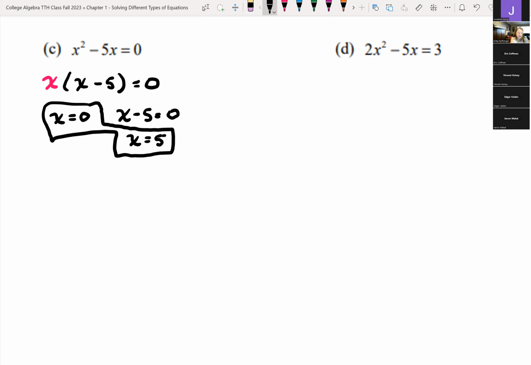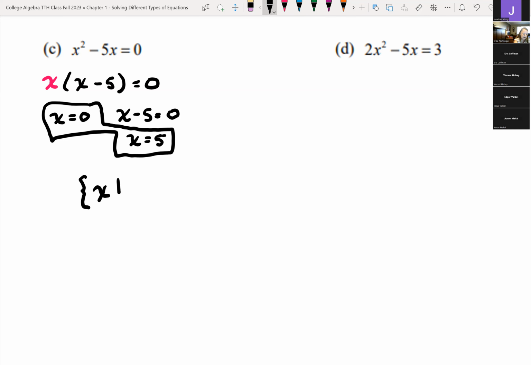Your book might ask you, or your homework program might ask you to put this in set builder notation. So let's just review that really quickly. So set builder notation, we use what I call these curly brackets. So we have this set. Look at the variable that you're looking at. In this case, it's x. So we would put that x there. So it's a set of x.